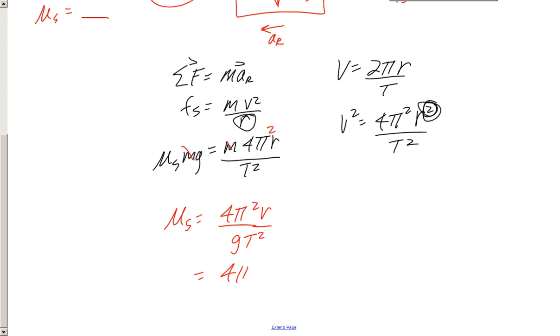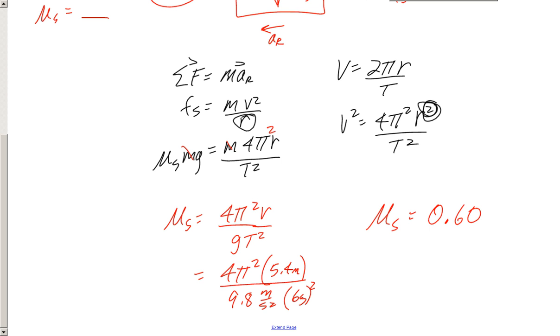Plugging them in, 4 pi squared. R is 5.4 meters. G is 9.8 meters per second squared. The period is 6 seconds, quantity squared. And when you run this through on your calculator, you get mu static equals 0.60 for your coefficient of friction.